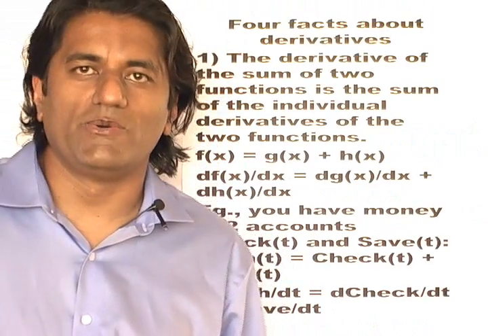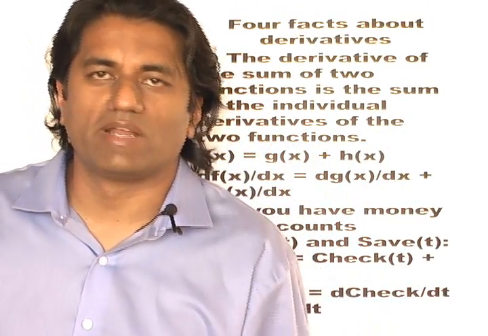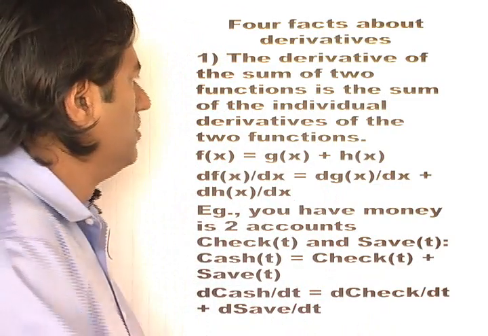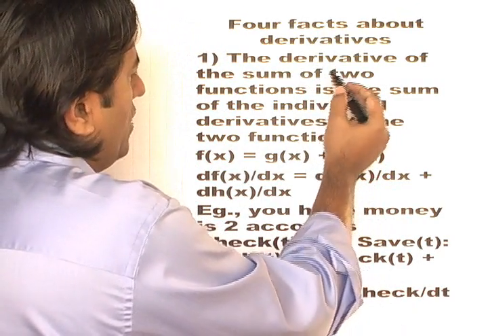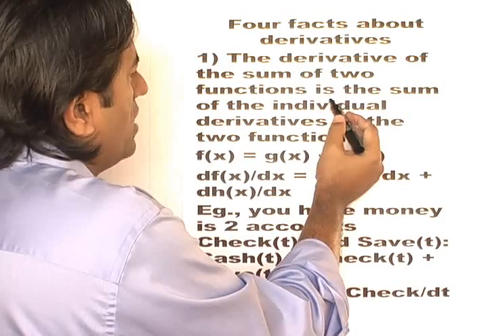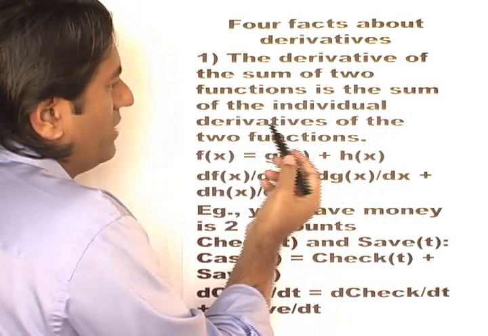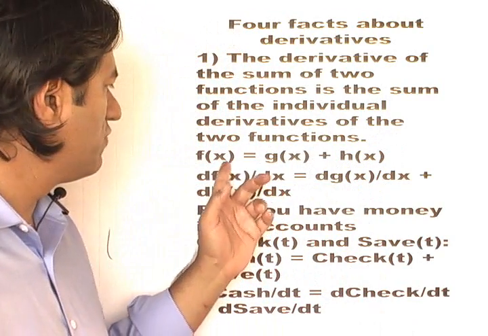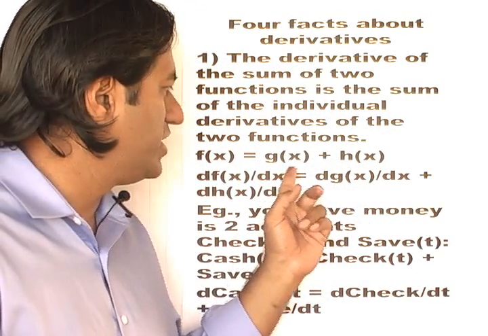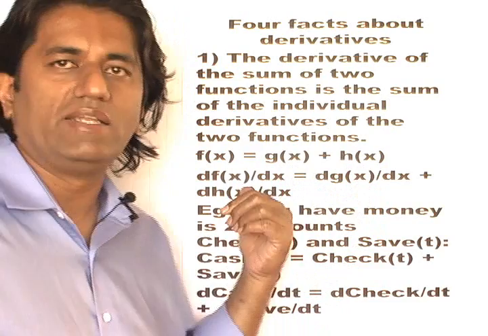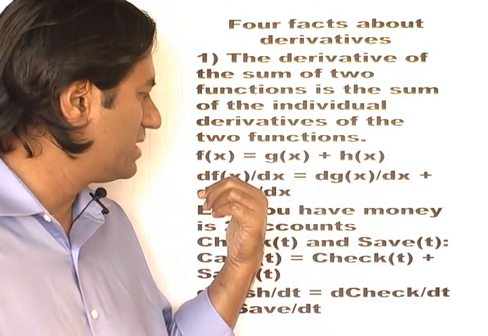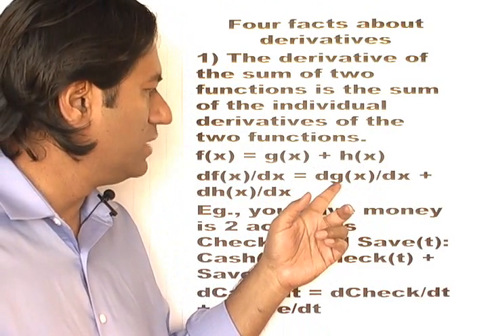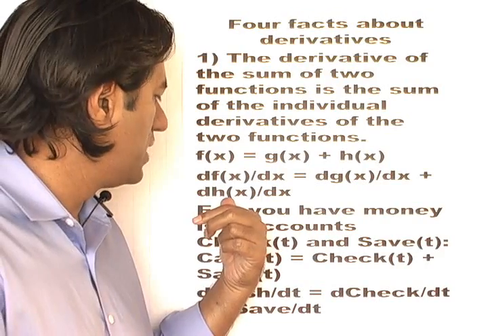Now we are going to look at 4 things which are true about derivatives. The first one is that the derivative of the sum of 2 functions is the sum of the individual derivatives of the 2 functions. So you have a function, for example, f(x) equal to g(x) plus h(x), then the derivative of f(x) equals the derivative of g(x) plus the derivative of h(x).